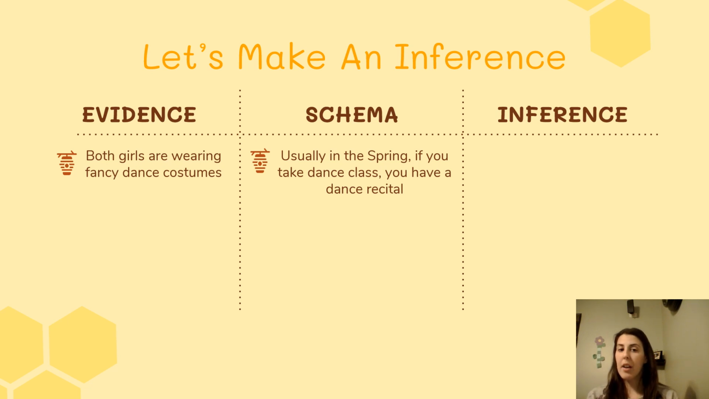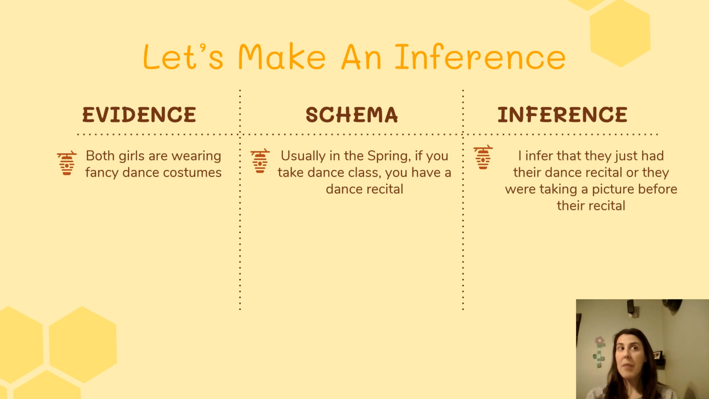So if we put together our evidence, which was both girls are wearing fancy costumes, and we know that usually in the spring you might have a dance recital to show off everything that you know, we could make the inference, we could infer that maybe they just had their dance recital, or they were taking a picture right before their dance recital, right? They got all dressed up and maybe their parents wanted to take a picture of them so they could remember this day. Great job.